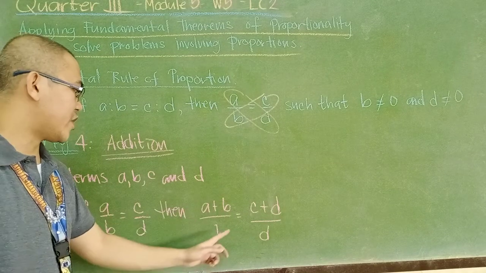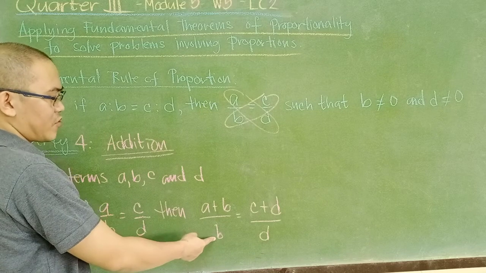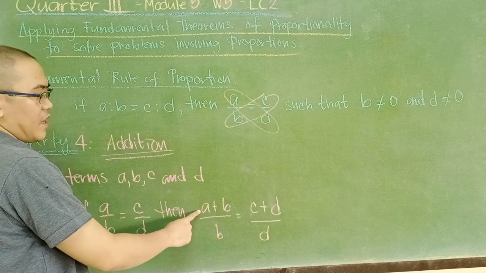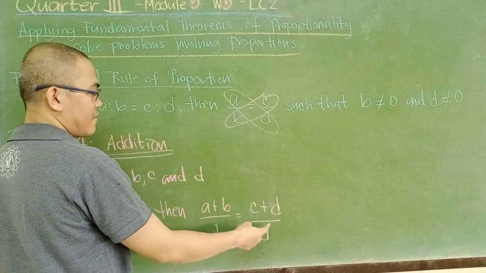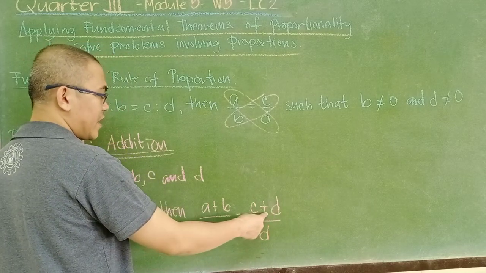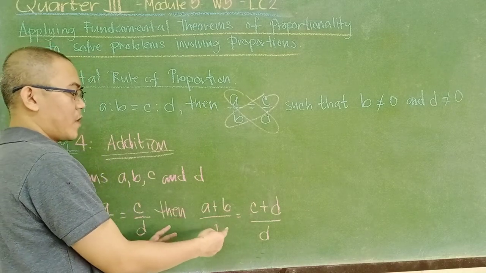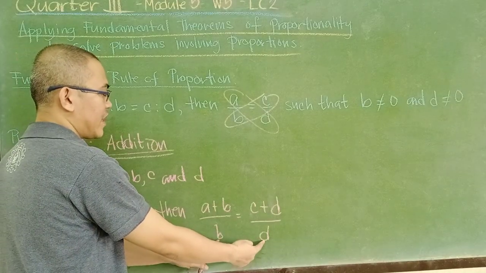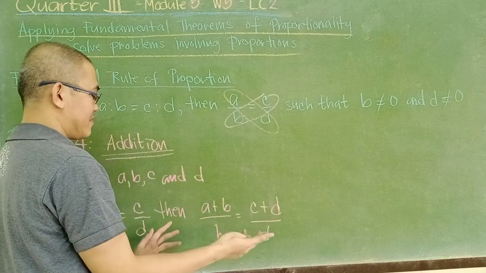Kapag dito sa may first ratio, nag-add ka ng value na equal dun sa may denominator natin dito sa may numerator, and then dito sa may second ratio, nag-add ka ng value ng denominator dito sa may numerator, yung ratio nila will still be equal. Kung ano yung number dito sa may ilalim, in-add mo dun sa mga numerators natin dito sa may taas, yung ratio nila equal pa din.